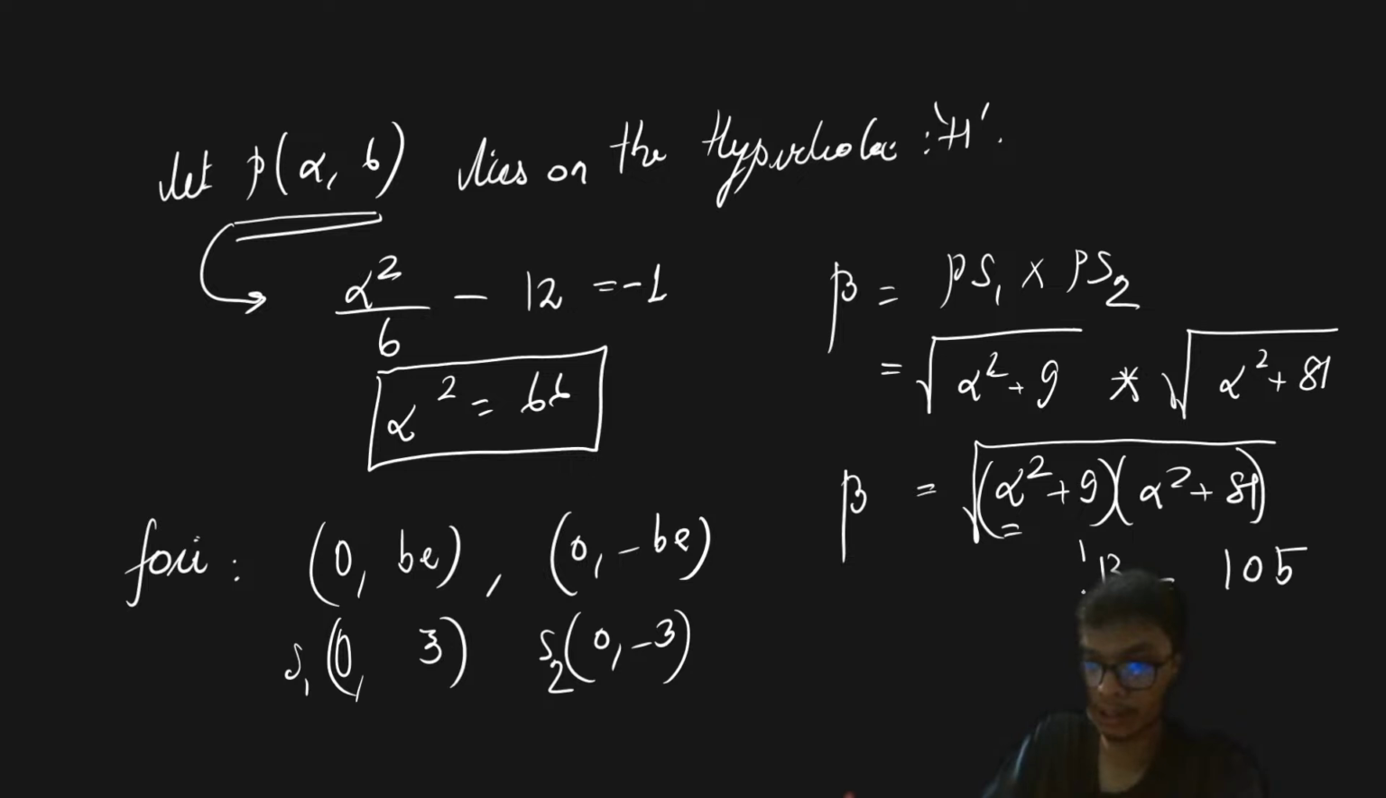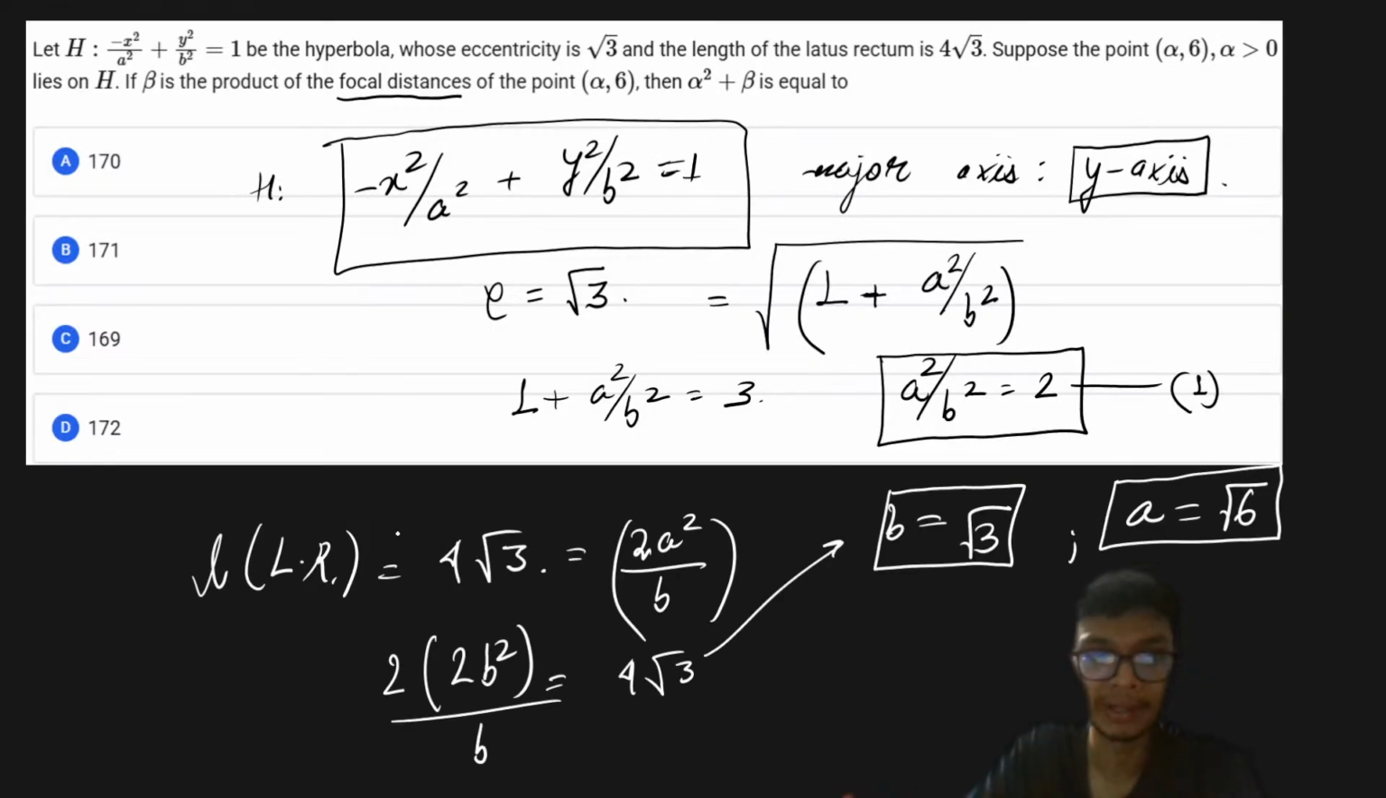So once you have alpha as well as beta, you need to find the value of alpha square plus beta. So from this part, your value of alpha square plus beta, right? Not beta square.